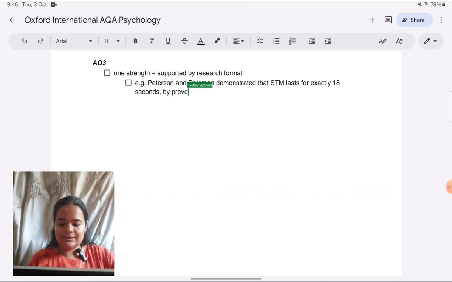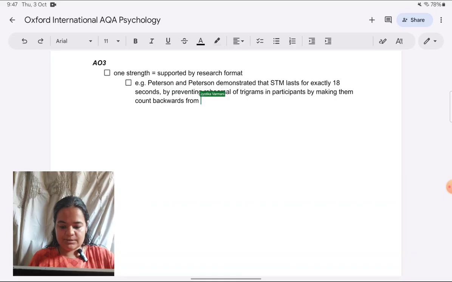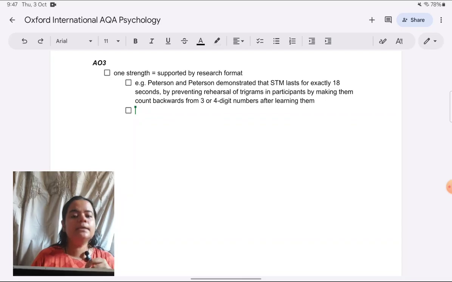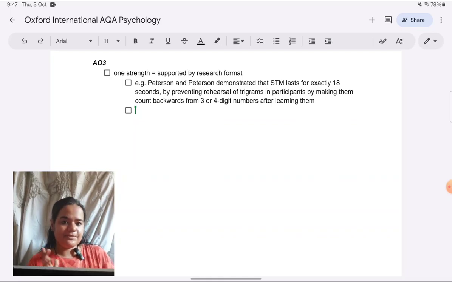By preventing rehearsal of trigrams in participants, by making them count backwards from 3 or 4 digits after learning them. Okay, so very briefly, the task also I've given and the result, that short-term memory lasts for 18 seconds. Of course, when you're writing, you can give a little more detail, but don't give a thorough summary of the study, like I said. So in the Peel format, first we explain how, then why.